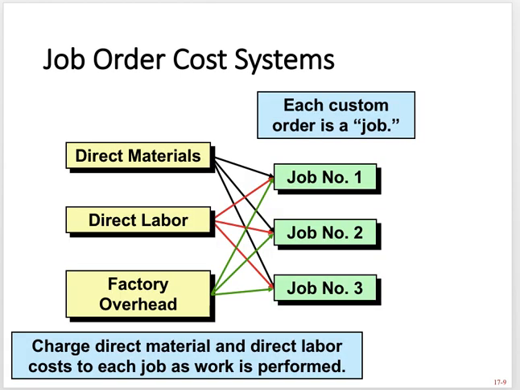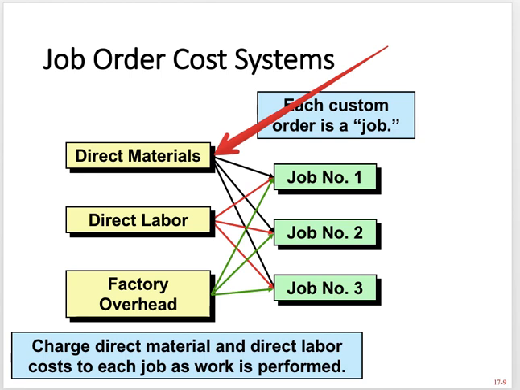So the way that a job order costing system works is every different customer order is called a job. And we track costs specifically to each job. So hopefully your company has more than one job going on at the same time. You're going to track direct materials and direct labor based on how much each job uses, because you can track that separately since the jobs are so large, complex, and unique.